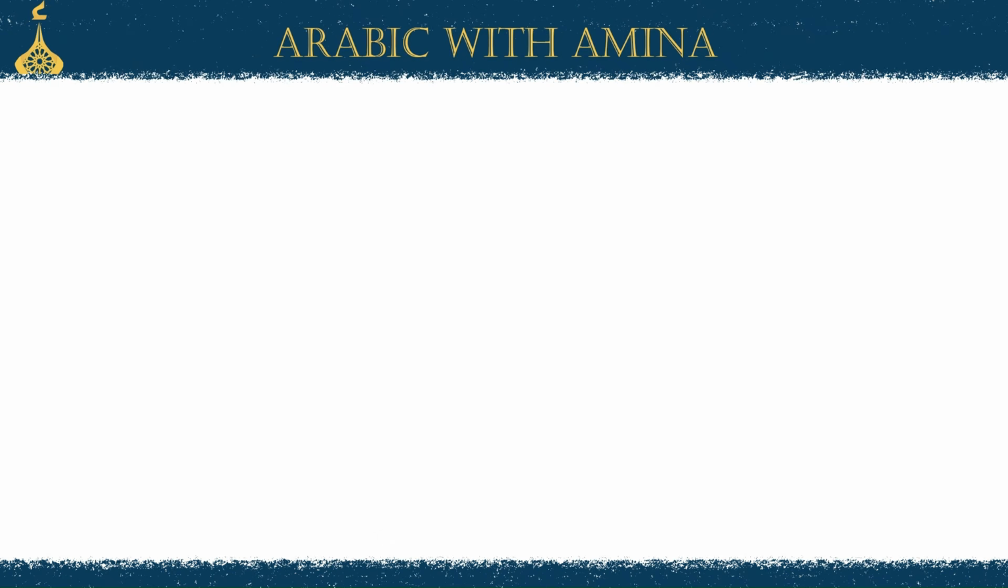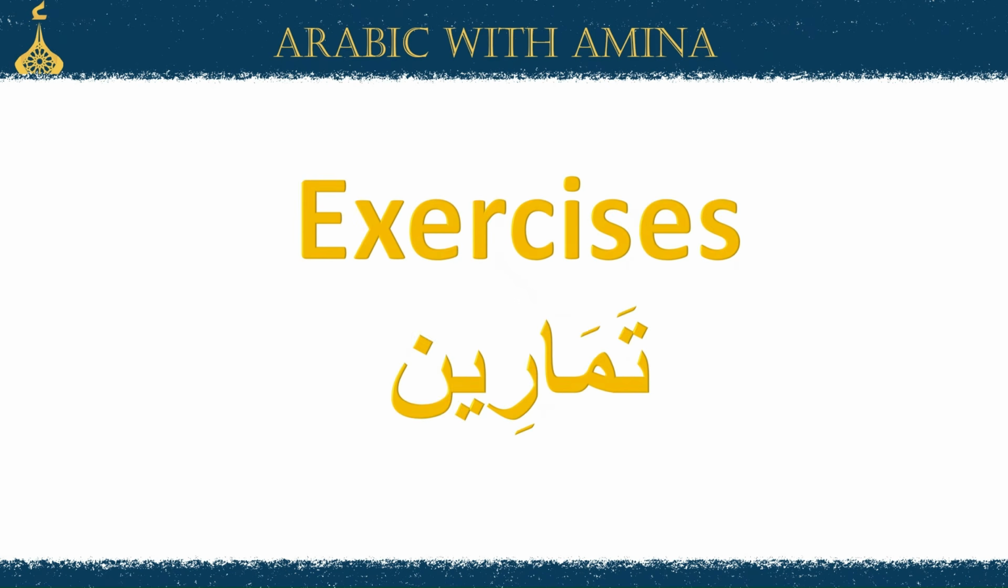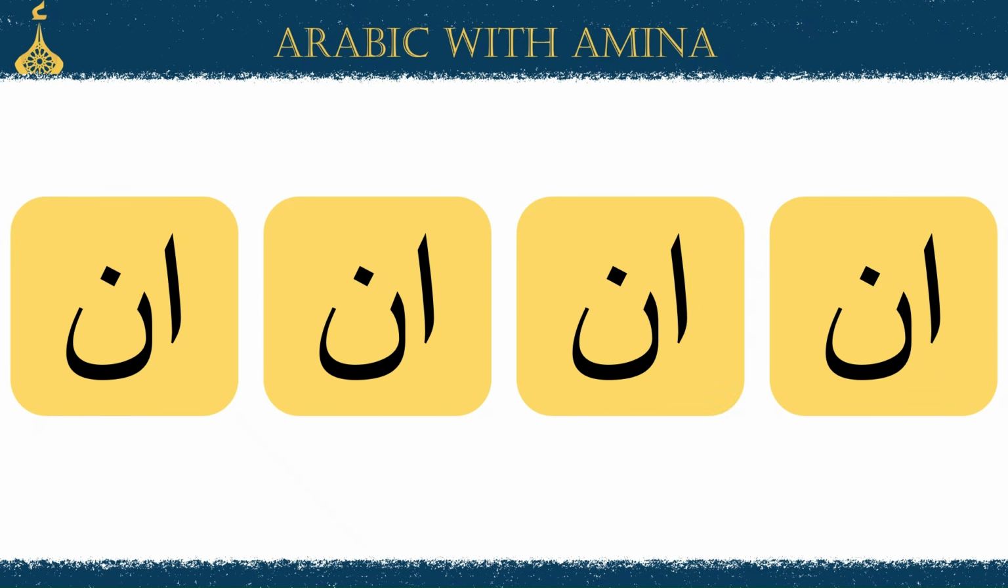Keeping all of that in mind, we're actually going to do some exercises, or tamarin. So these exercises are going to be showing you the particles like this: no hamzas, no harakat, no sukun, no shadda. And I want you to use the sentence and the context of the sentence to identify which particle we are talking about.